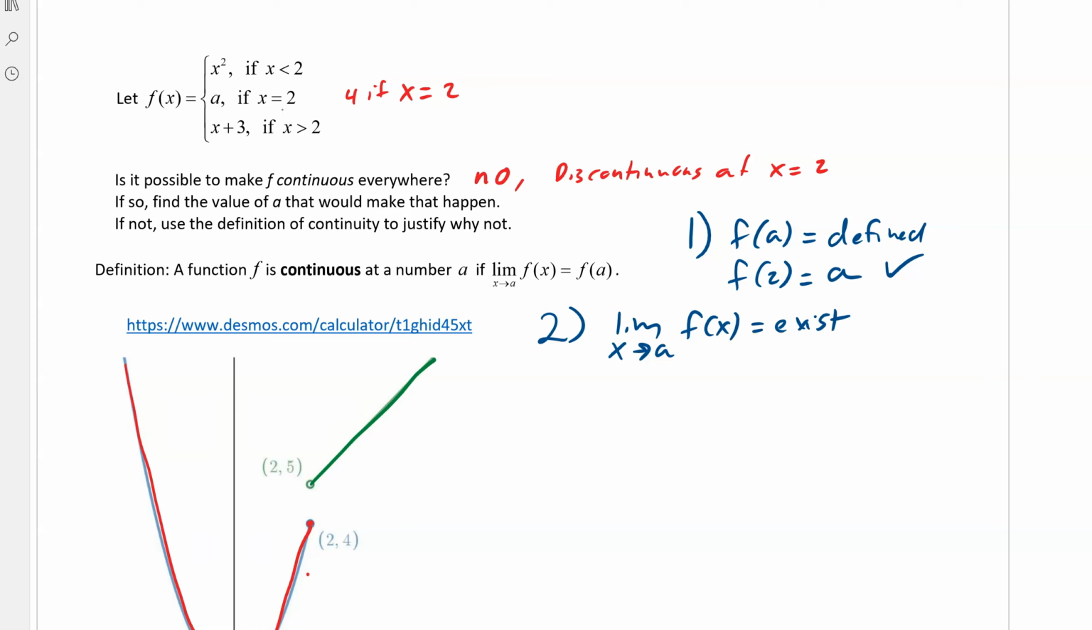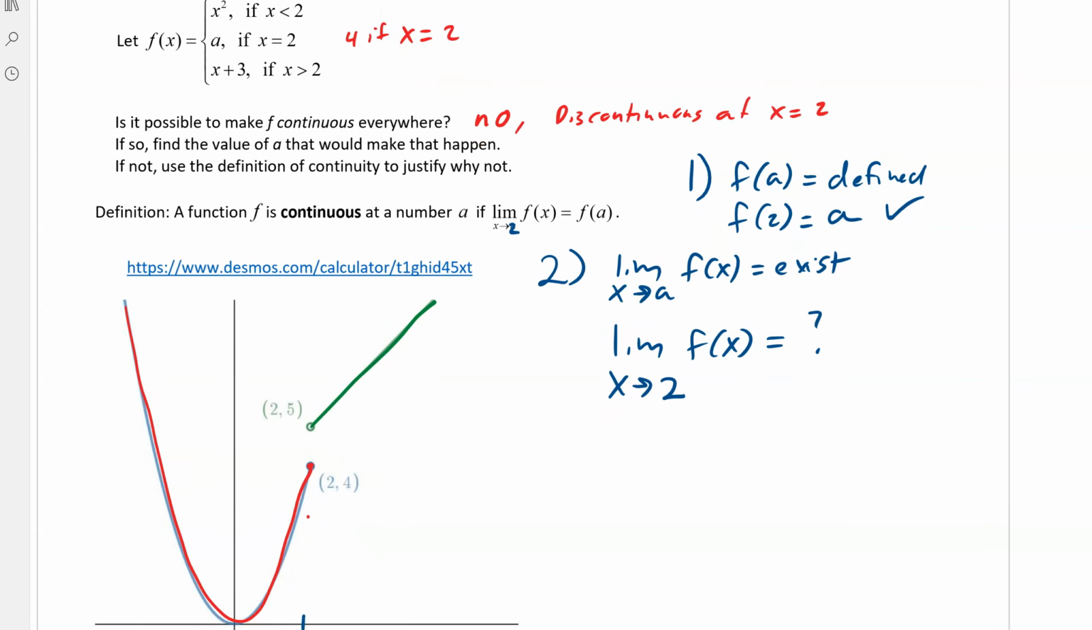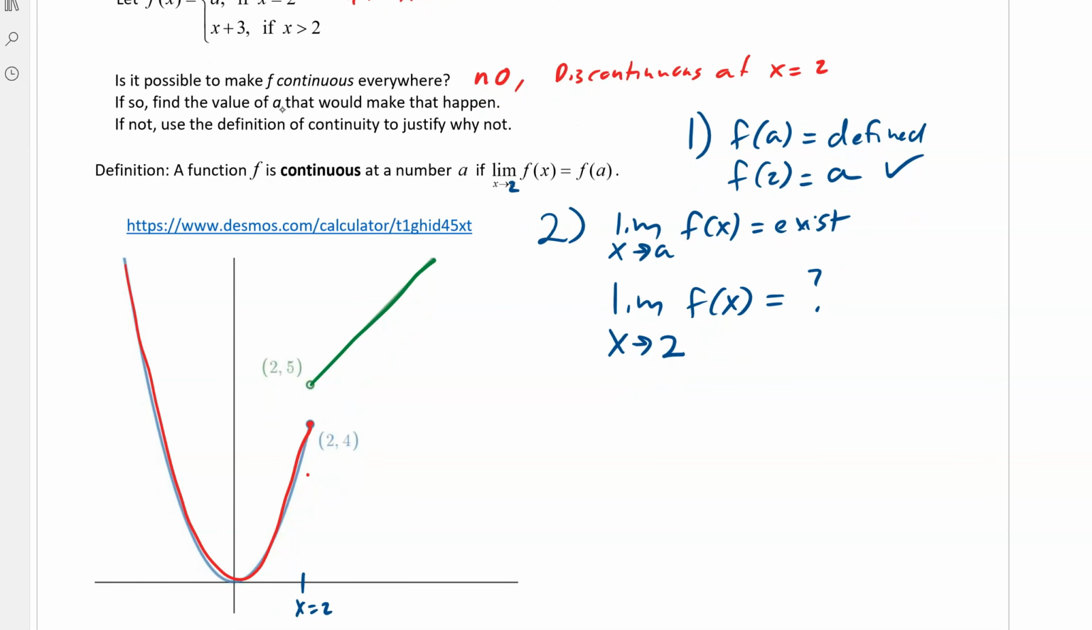Looking at this, what we're trying to show, with a being 2 here, is that the limit as x approaches 2 of f of x is equal to what? That's what it's asking, right? If we show that it equals a number, it matches. But if it does not equal a number, it doesn't match. And we already know at 2, it's not going to. Coming in from the left and coming in from the right, they're approaching different numbers. Our limit from the left is 4, and the limit from the right is 5. So we just have to write these out.